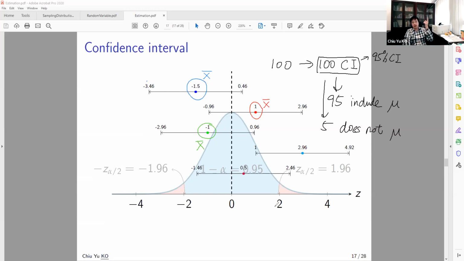But at the end of the day, we only do one. Remember, we don't do 100 of them, we only do one, and that one might or might not include mu; we have no idea. But if we repeat this, 95 of those would include it, so that's the 95% we get. But once we have done it, we don't have probability anymore. At least we say with 95% confidence that it will be included, but it's not probability. It's somewhat intricate, but I hope you get the meaning. Hypothetically, if we repeat this many times, 95% of those would include mu, but we don't know which one.